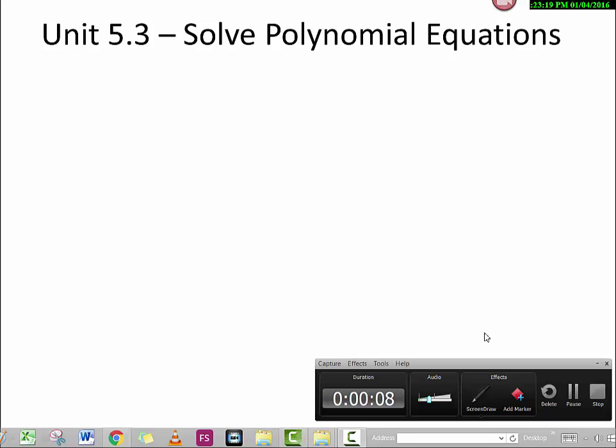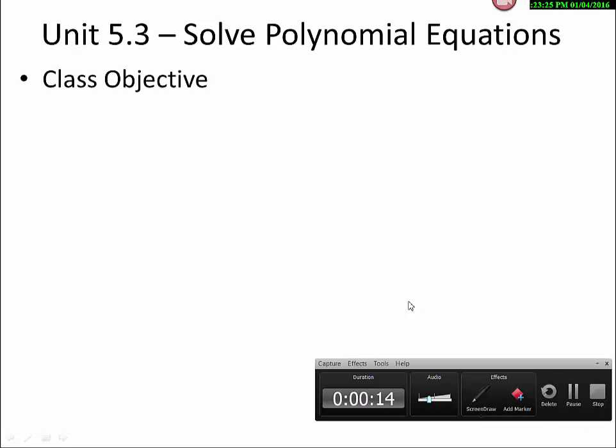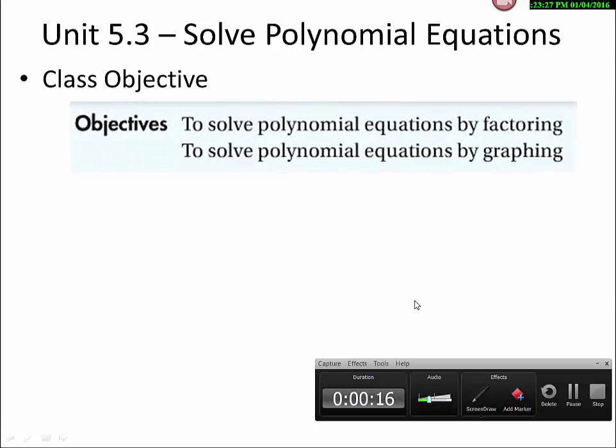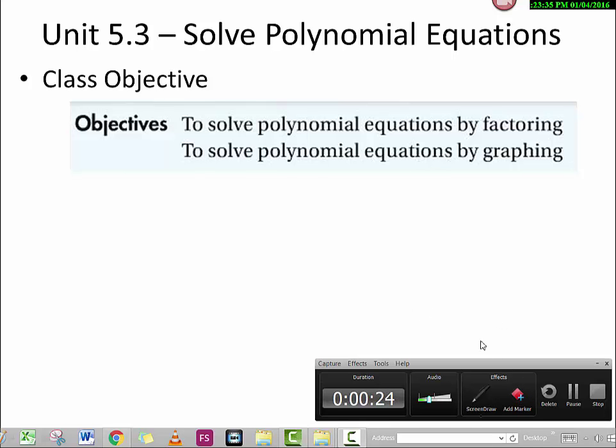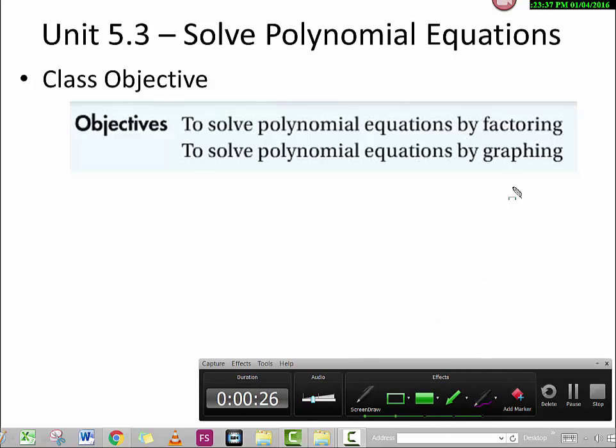Unit 5.3 Solve polynomial equations. The class objective is to solve polynomial equations by factoring and to solve polynomial equations by graphing. So we are talking about two skills here to solve polynomial equations. The first thing is factoring. The next skill is by graphing.